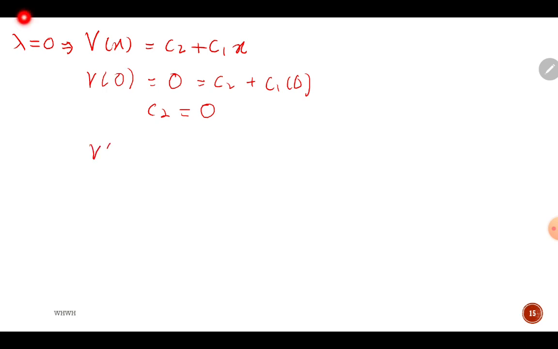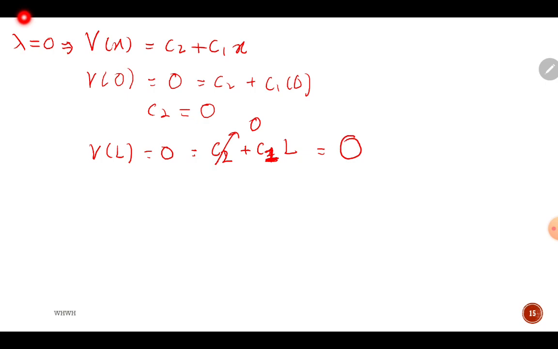And then kita ada VL is equals to 0. Then we have C2 plus C1 darab dengan L, so C2 plus C1L. So tadi kita dah dapat C2 equals to 0. So we have C1L is equals to 0.